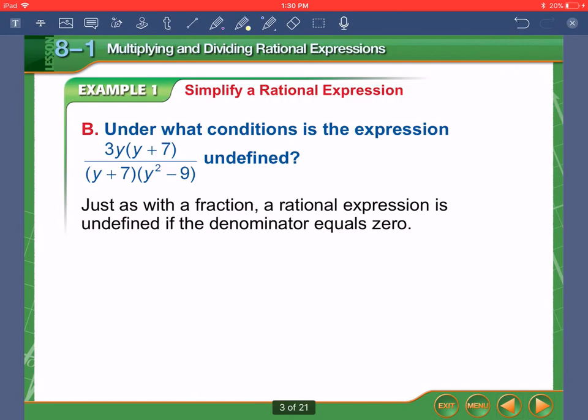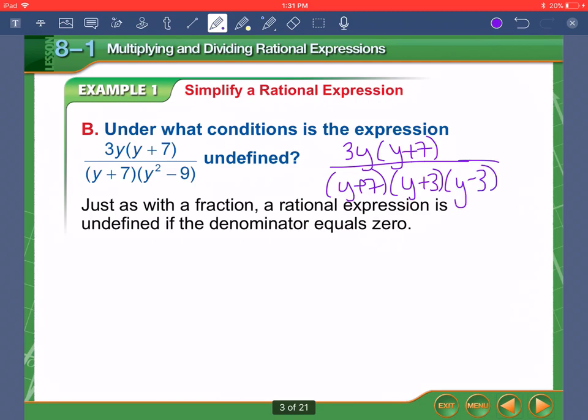Okay, under what conditions is the expression 3y times y plus 7 over y plus 7 times y squared minus 9 undefined? What that means is what values, if you were to plug in for y, would make the denominator 0. Now, I like to write everything in the factored form. So I can rewrite it as 3y times y plus 7 over, I've got y plus 7, and then y squared minus 9, I can write as y plus 3, y minus 3. You always go back to your original. So I haven't changed anything. I haven't eliminated any factors, so I can use my factored form right here.